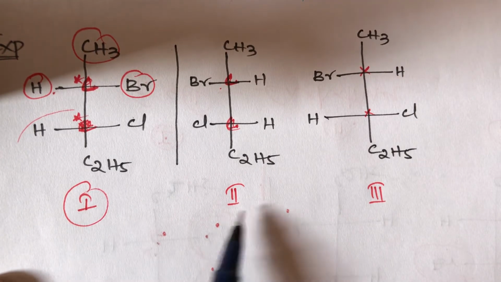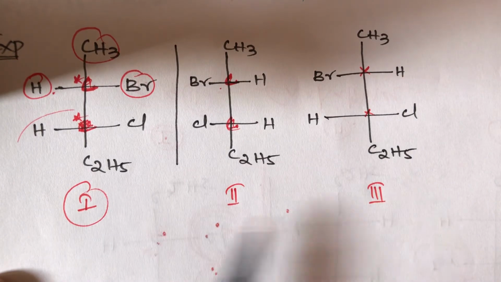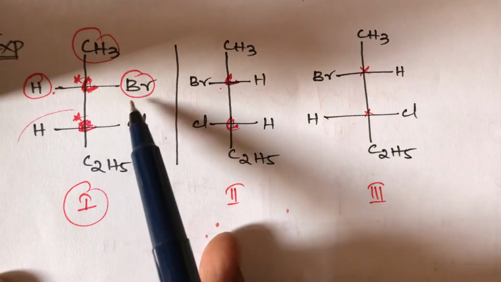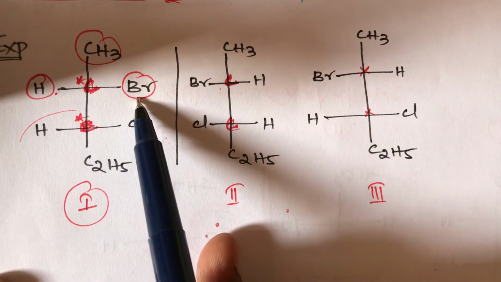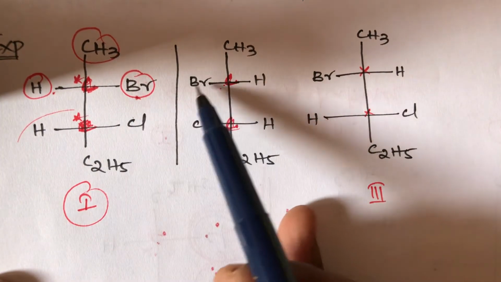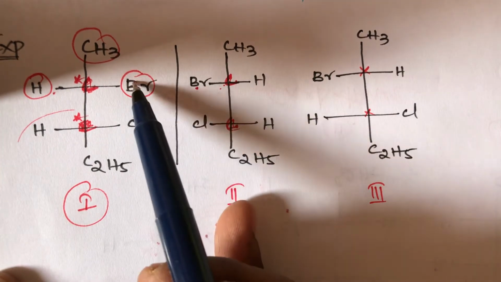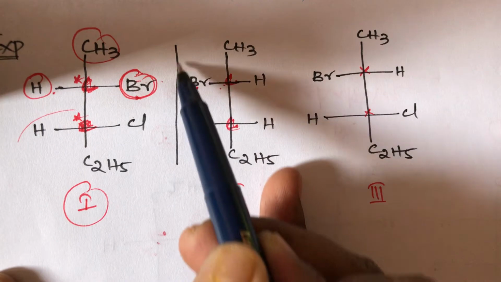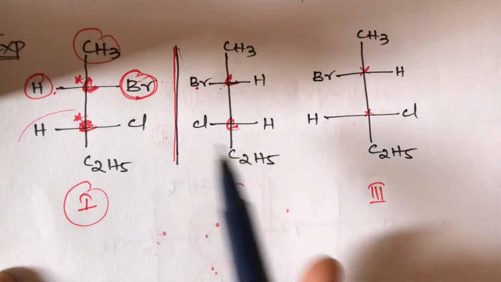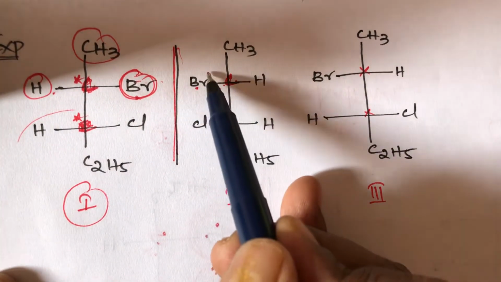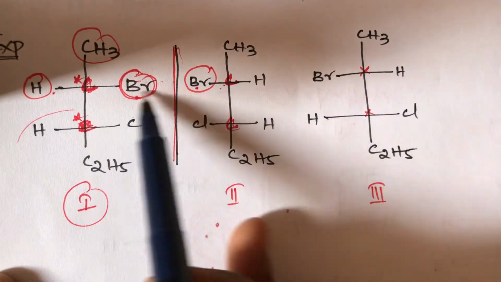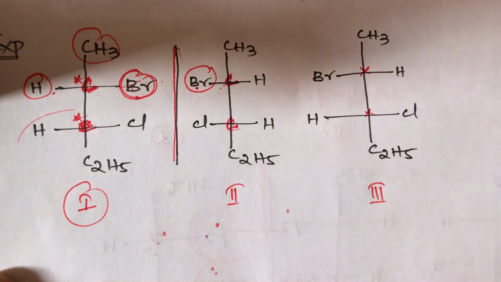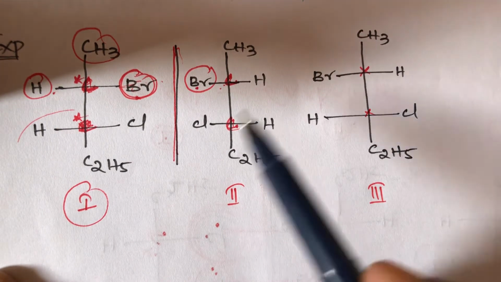Now structure 1 and structure 2, find out the enantiomers. In the first structure, the bromine is present on the right hand side, and in the second structure the bromine is present on the left hand side. So both are mirror images of each other. This acts as the mirror, and the bromines are present on opposite sides.